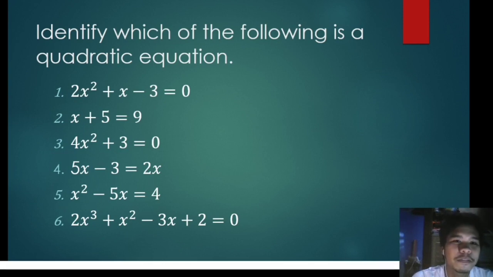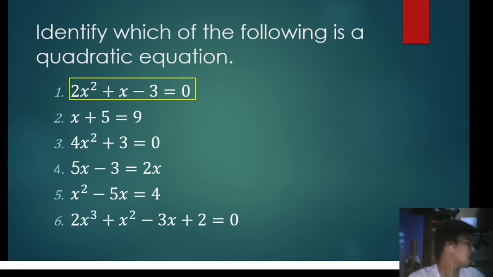Now let us observe the first given, which is 2x squared plus x minus 3 equal to 0. Going back to the definition of quadratic equation, for us to consider an equation a quadratic equation, we need to have the highest exponent of 2. As we can see here, we have two variables, which are x squared and x. So here we have the highest exponent of 2. Therefore, we can consider this equation as quadratic.